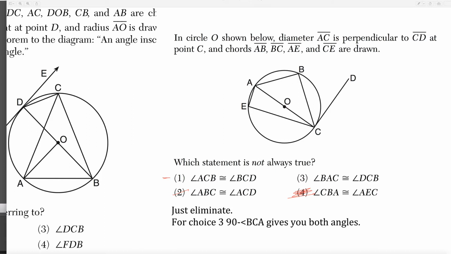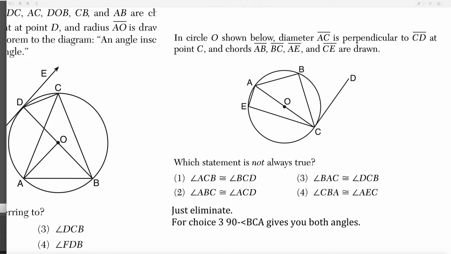Angle ACB, what's that angle equal to? It's equal to 90 minus angle BCD, not BCA. So the answer is 1, not always true. No, that's not what I meant. Then I have to look at 3.